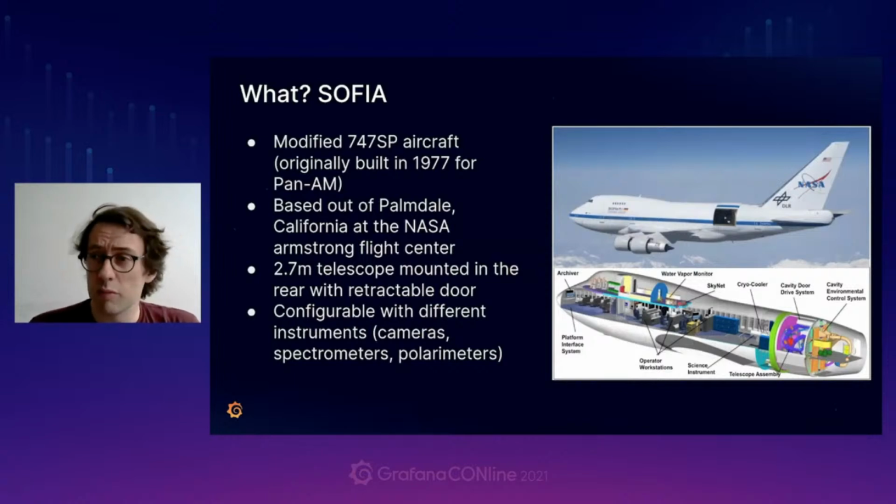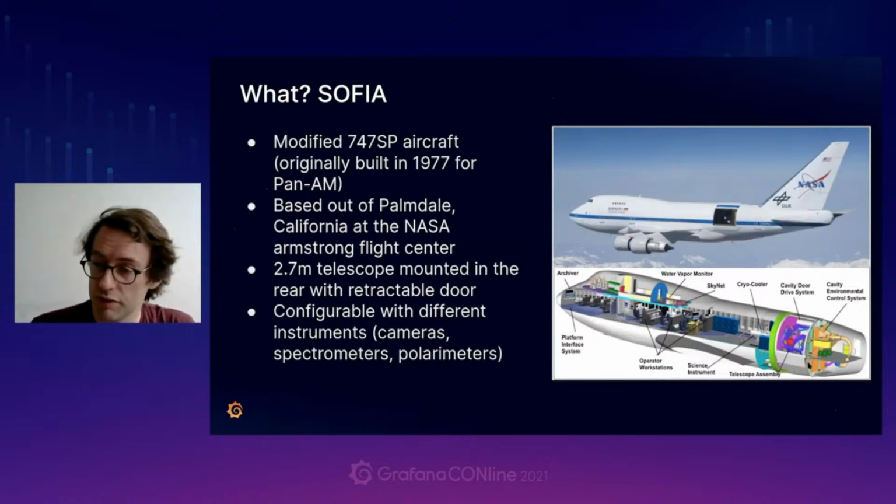There was a Learjet, then it moved on to the Kuiper Observatory, which was a converted military transport, and then the next generation was SOFIA. SOFIA is a converted 747 SP, which was originally built for Pan Am in 1977. It is based out of Palmdale, and it's a joint project between the German Space Agency and NASA. It has a 2.7 meter telescope mounted in the rear with a retractable door.